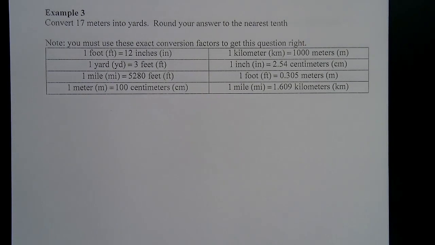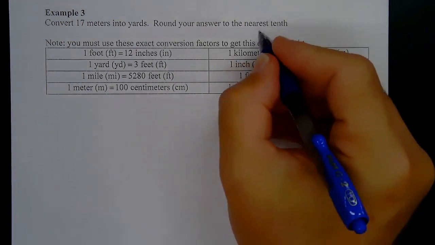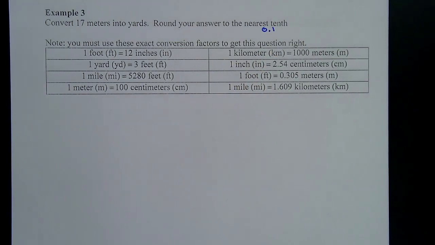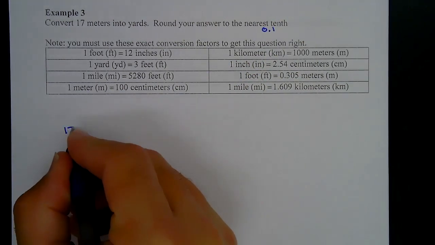All right, so for example 3, we want to convert 17 meters into yards, and we want to round your answer to the nearest tenth. So that's 1 decimal place, so we want to go to the 0.1. 1 decimal place is the tenths place. So convert 17 meters. We're starting with meters, and we want to go to yards. So 17 meters.